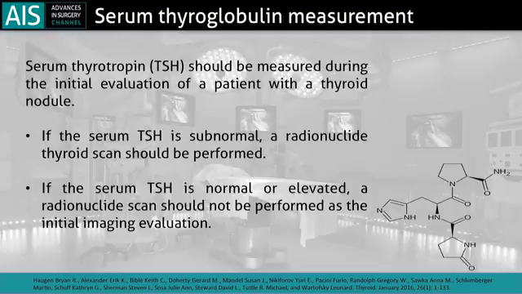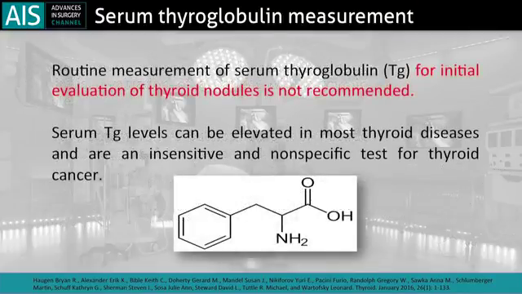If the serum TSH is subnormal, a radionuclide, preferably 123I thyroid scan, should be performed. If the serum TSH is normal or elevated, a radionuclide scan should not be performed as the initial imaging evaluation. Routine measurement of serum thyroglobulin for initial evaluation of thyroid nodules is not recommended.